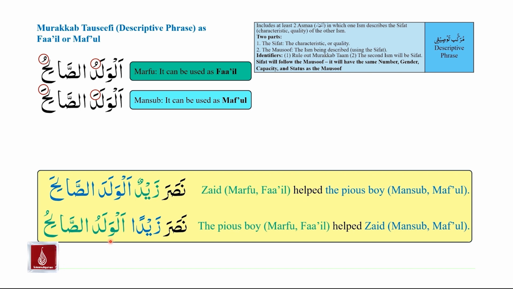In summary, descriptive phrase or murakkab tawsifi can either be marfu, in which case it will be used as fa'il, or it can be mansub, in which case it can be used as maf'ul.